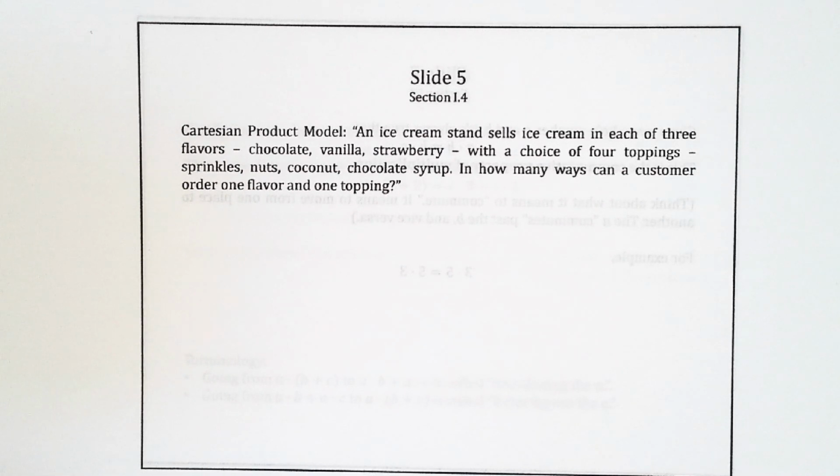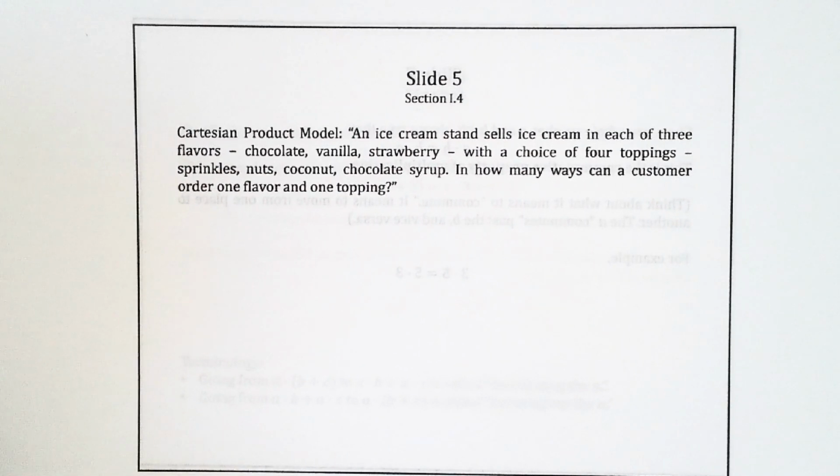Okay, in this problem, we have this ice cream stand that sells ice cream in each of 3 flavors with a choice of 4 toppings. And we just want to figure out how many ways you can order 1 flavor and 1 topping. So in other words, how many ways are there to pair off these 2 groups of things?